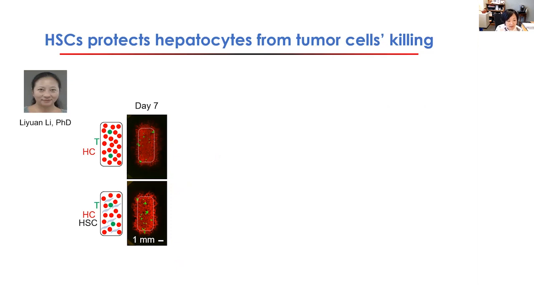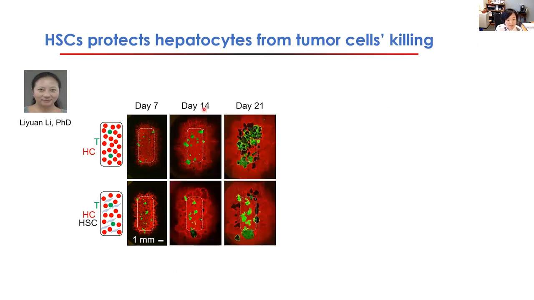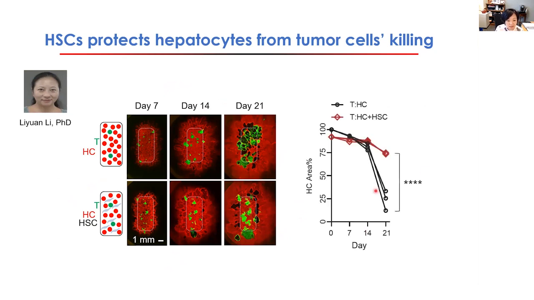Then you can see the tumor cells quickly start to grow. This is a 3-week co-culture, and we look at the area of the original seeding area to see how much green and how much red we have left. It is quite obvious by week 3 that in the bottom condition, where we have stellate cells, there is a lot more red area compared to the top. And this is the quantification.